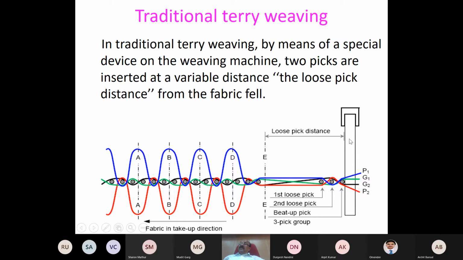So when beat-up is taking place, after insertion of this first loose pick, the beat-up is a half beat-up. It keeps this weft thread at a predetermined distance. Where it will be stopped depends on the setting of the reed, so that it will not push the weft yarn forward to the fell of the cloth. It will leave it at a distance which is purely dependent on the loose pick distance, that is our pile height or loop length.